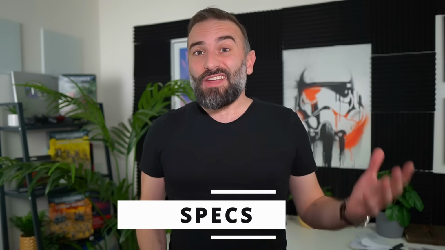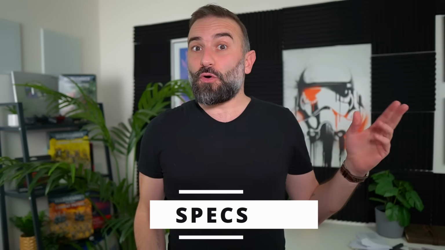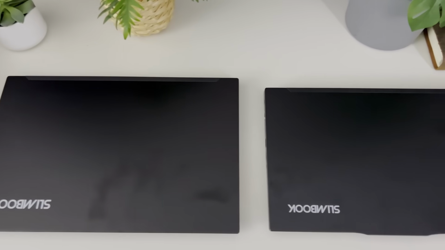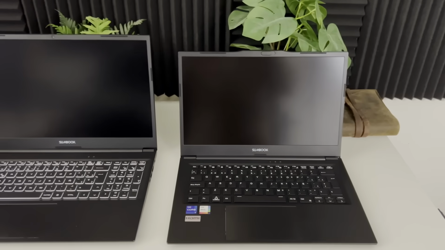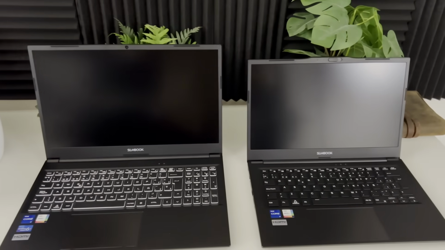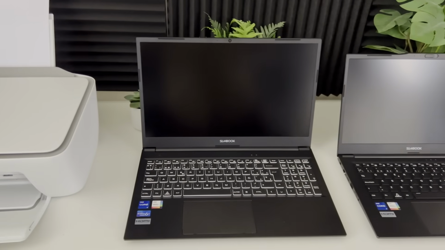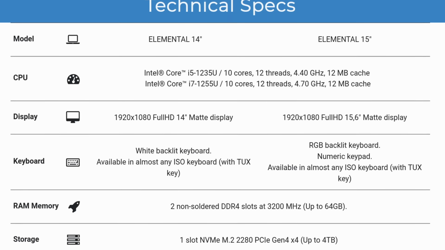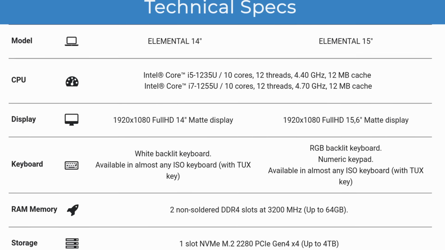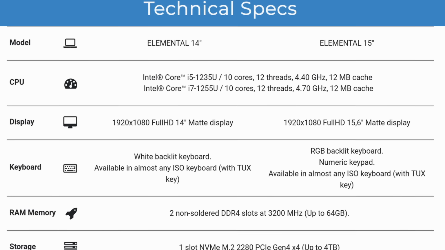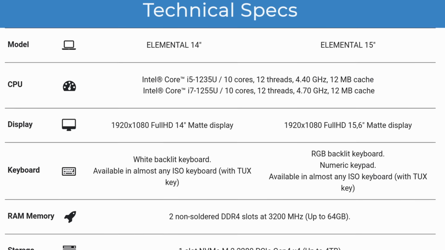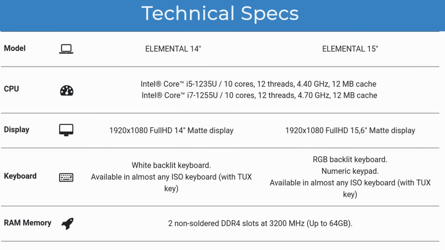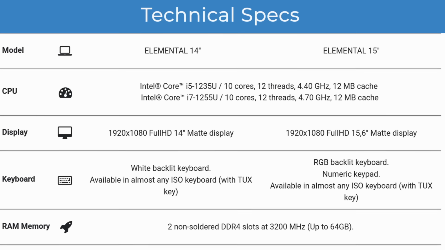So, first, what are the specs for these affordable Linux laptops? The Slimbook Elemental comes in two variants, a 14-inch and a 15.6-inch. They are both matte black and they share a lot of the same internals. Both come with either an i5-1235U or an i7-1255U. These are 10-core, 12th-gen Intel CPUs that can go up to 4.4 GHz or 4.7 GHz respectively.